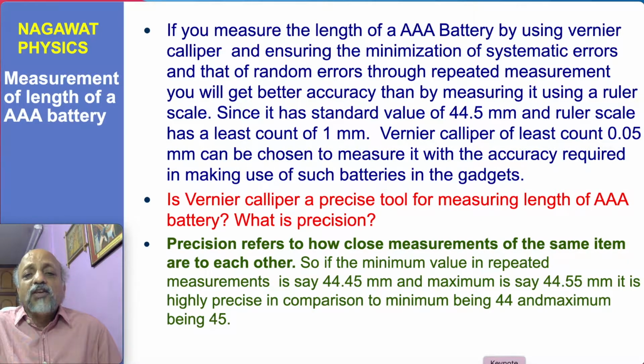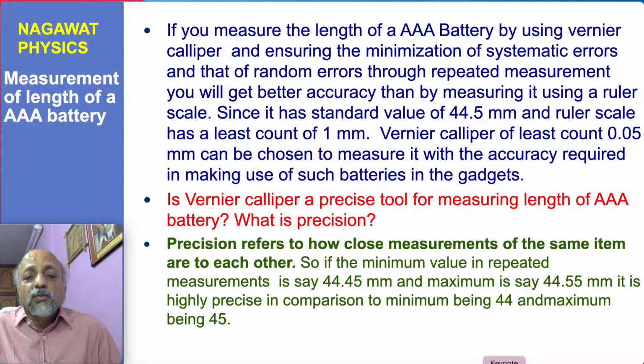If the length is more than the standard length, it may cause problems in the use of such batteries in the gadget. So what we note is that vernier calipers can provide us more accurate results than the ruler scale in most of the cases. Is the vernier caliper also a precise tool for measuring the length of an AAA battery? For answering that question, we need to understand what precision is.